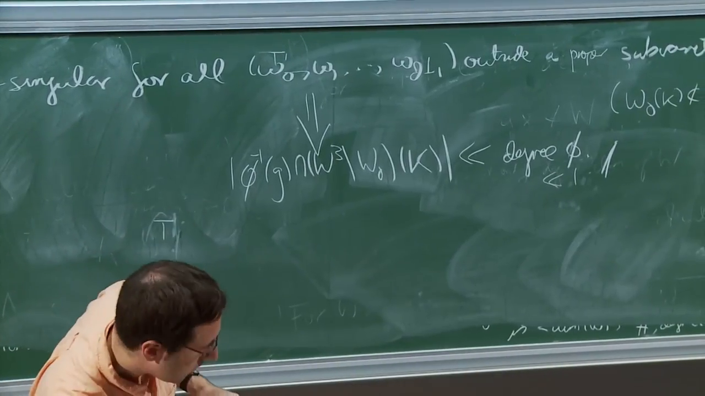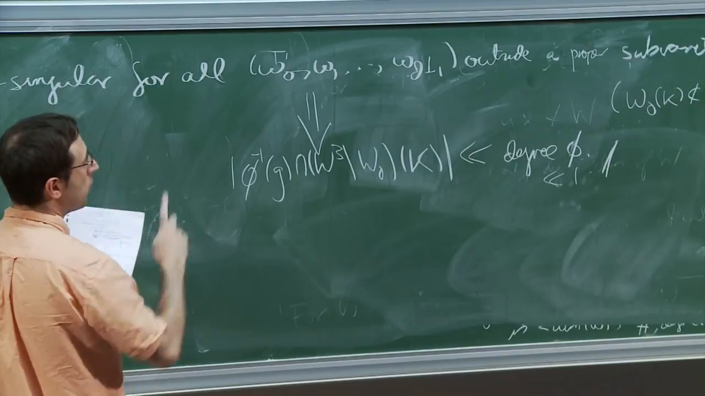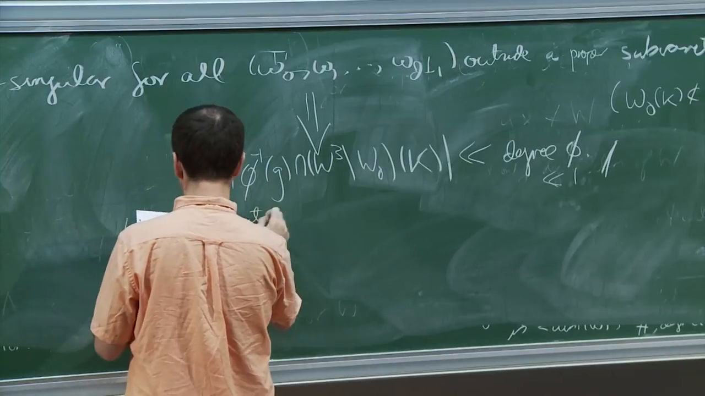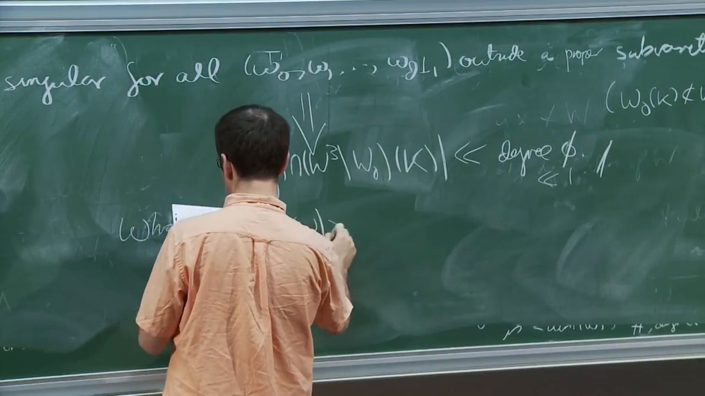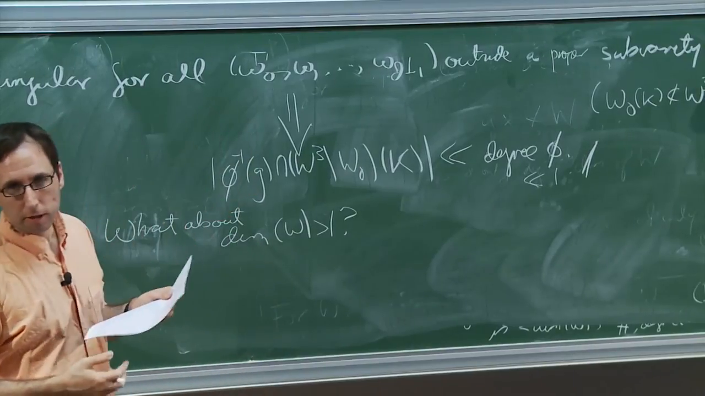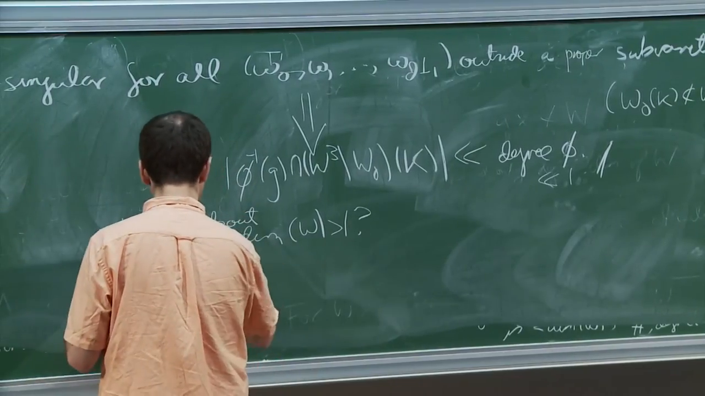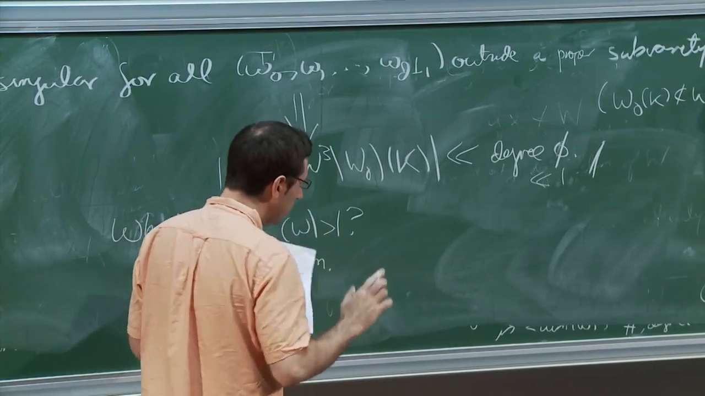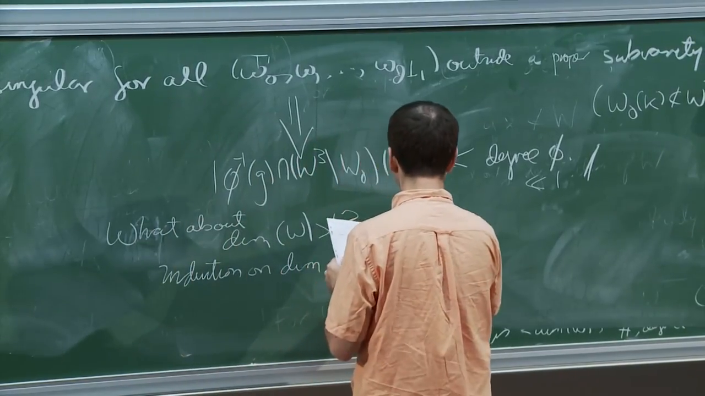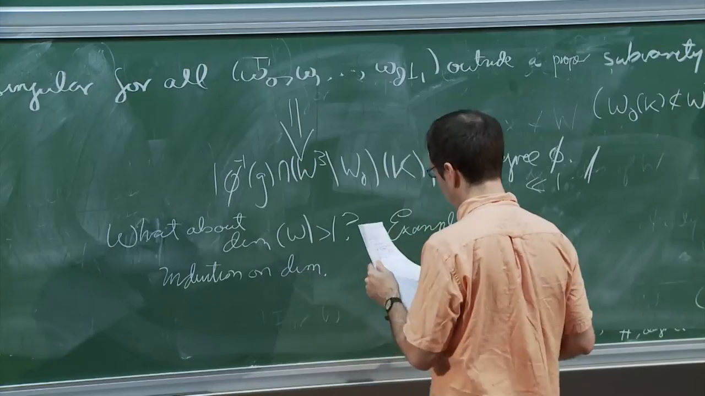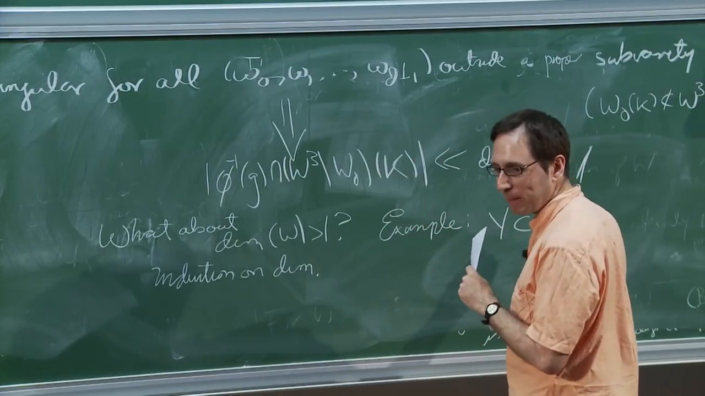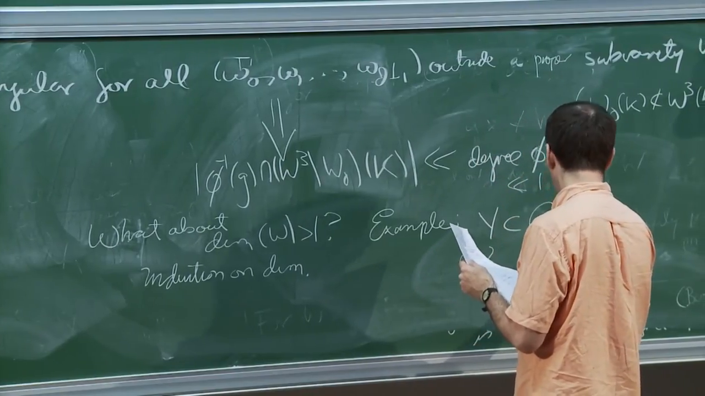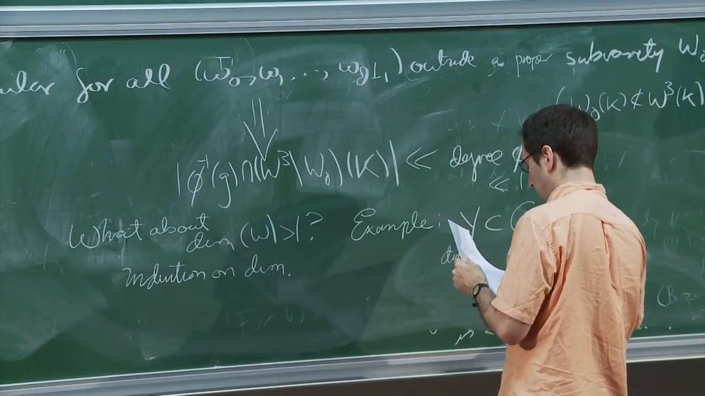We were assuming that the dimension of W was 1. So what about dimension of W greater than 1? Well, surprise, surprise, we're going to do an induction in the dimension. Let me just give you an example, but it already has the main idea there. Example. Let us have, since this is an example, I can assume that d equals 3. Why not? So Y of dim 2 and G of dim 3, like SL2, for instance.